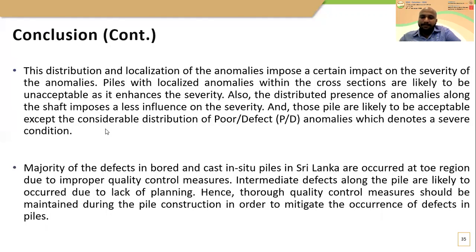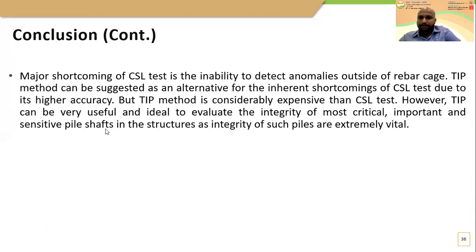The majority of pile defects in Sri Lanka occurred in the toe region due to improper quality control measures. Intermediate defects also occurred due to lack of planning. Hence, thorough quality control measures should be maintained during the construction. TIP can be identified as an alternative for CSL, but it's not a financially feasible option. However, TIP can be very useful and ideal to evaluate the integrity of the most critical and sensitive pile shafts in structures, as the integrity of such piles is extremely vital.